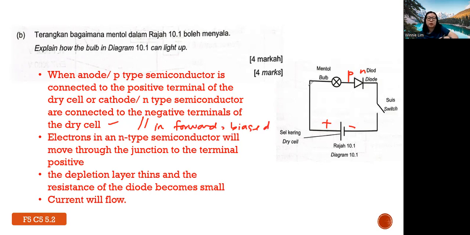Then the electrons in the N type will move through the junction to the positive terminal, causing what? The depletion region becomes thinner, resistance becomes small, then current will flow. So basically there are 5 points considered, so maximum 4 marks.